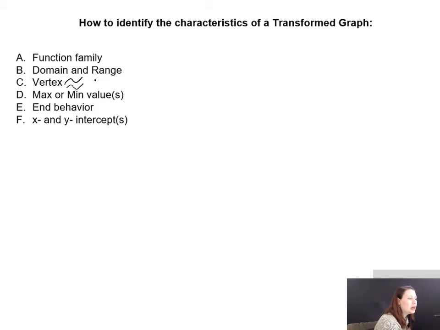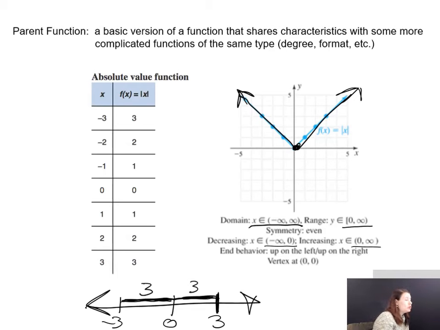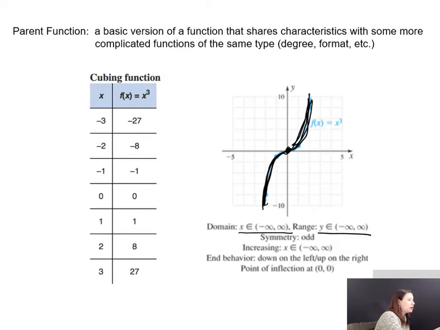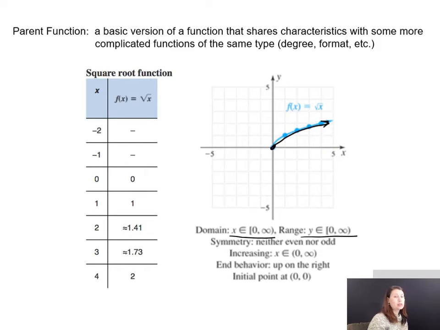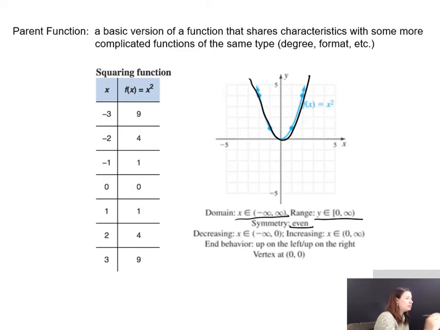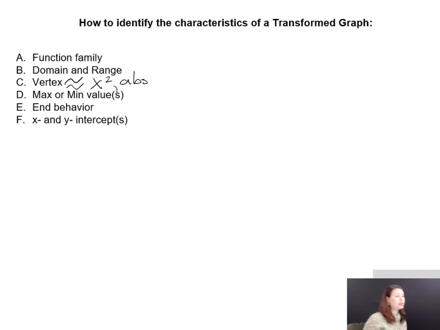Only on x squareds and what was the other one? Absolute values, right? So only on those do we technically have vertices. Then the next thing is if the function would have a maximum or a minimum value. So we had those on a lot of the different ones. We have a minimum on the absolute value graph. We have a minimum on a square root function. We have a minimum on a square function, right?